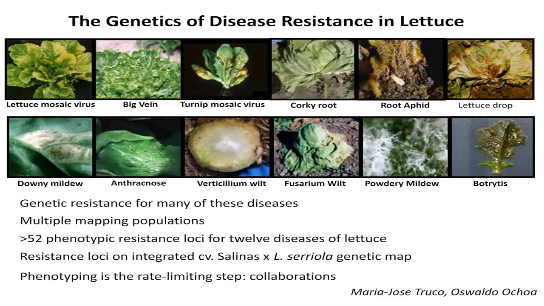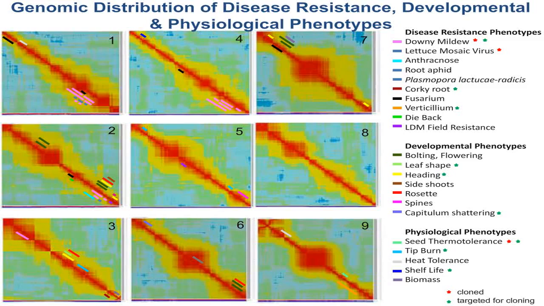So where are we using this type of information? Well, lettuce, like any good plant, gets all sorts of diseases. Most of these diseases you see on this panel, you wouldn't want to see in your lettuce salad. We've got mapping populations for all of this, and we're really trying to pursue a candidate gene approach to clone many of these genes and facilitate their integration to generate multi-disease resistant lines.